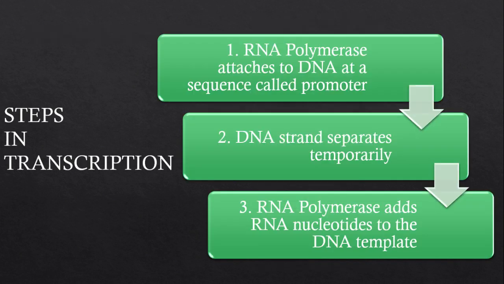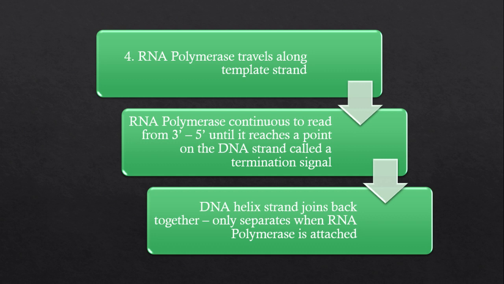Pathway of transcription. First, RNA polymerase attaches to DNA at a sequence called the promoter. Second, the DNA strands separate temporarily. Third, RNA polymerase adds RNA nucleotides to the DNA template. Fourth, RNA polymerase travels along the template strand. Fifth, RNA polymerase continues to read from 3' to 5' until it reaches a point on the DNA strand called a termination signal. Lastly, the DNA helix strands join back together.